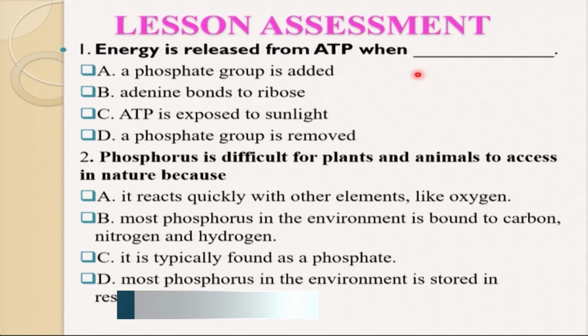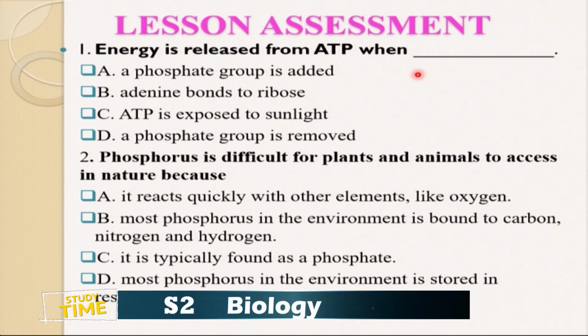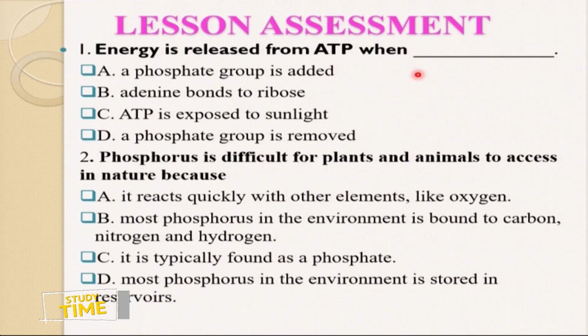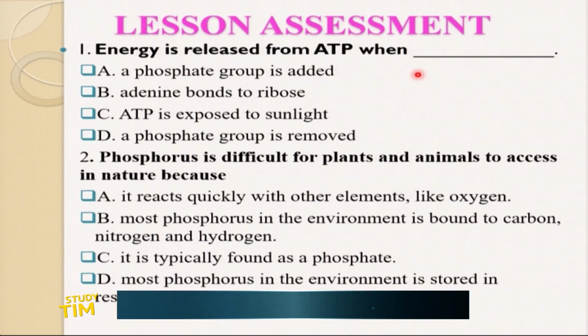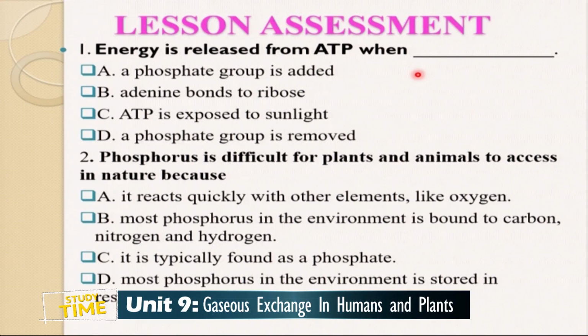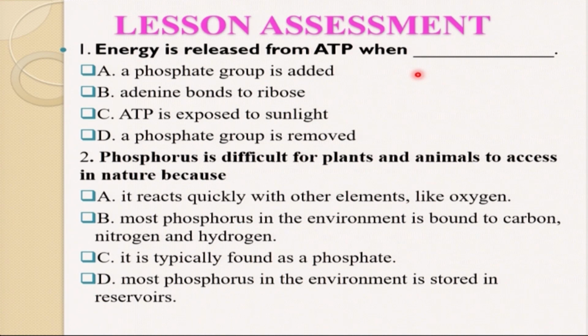So students, I'm rewinding my lesson, and I have to leave you with a lesson assessment, which you have to go through, and I hope I will work on it and do it with you in the next lesson. We have almost two numbers. Number one is asking: energy is released from ATP when A, a phosphate group is added, B, adenine bonds to ribose, C, ATP is exposed to sunlight, and D, a phosphate group is removed.